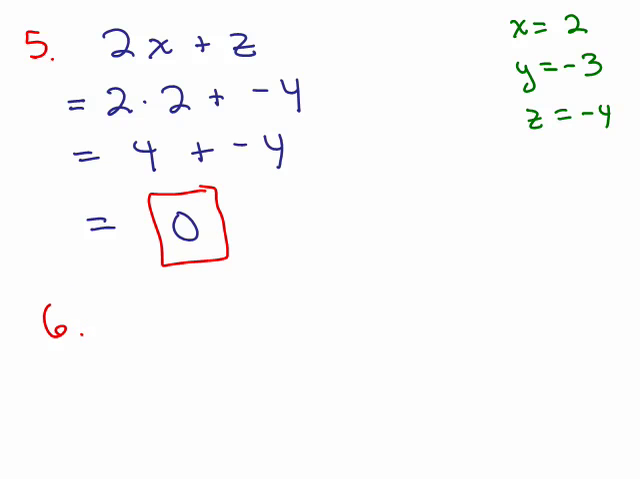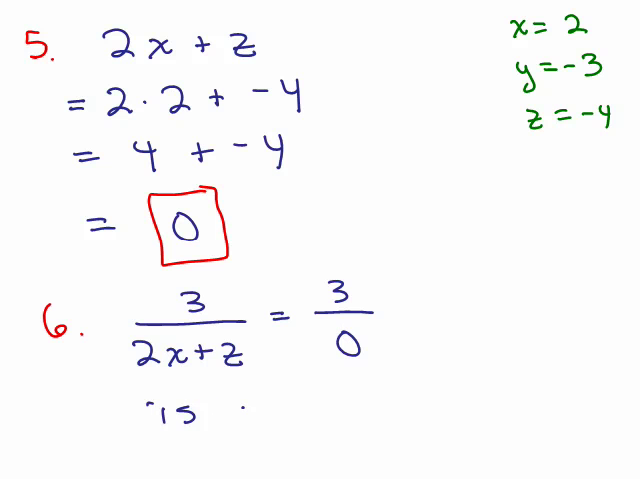Let's do 6. 3 over 2x plus z. All right. For number 5, I just did 2x plus z, didn't I? And what did you get? We got a 0. I could go through that again and I'll still get a 0 in the denominator, which means this is undefined.